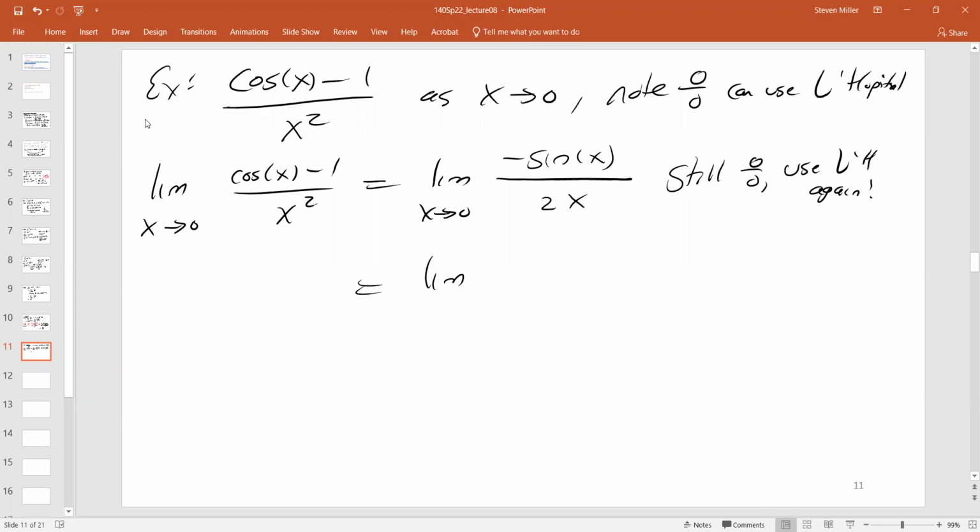So this would be the limit as x goes to 0. What's the derivative of sine of x? Negative cosine. So we get negative cosine of x, and then we would have 2 down below. Oh, this is clearly no longer going to be 0 over 0 because the denominator is not 0. Excellent. What's the cosine of 0? 1. So this limit is just going to be negative 1/2.